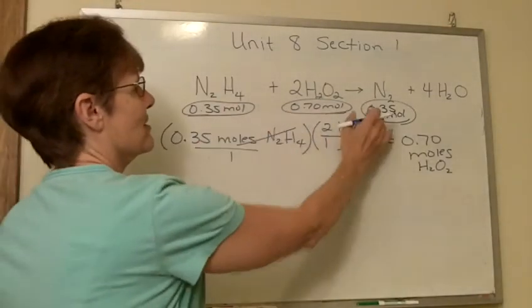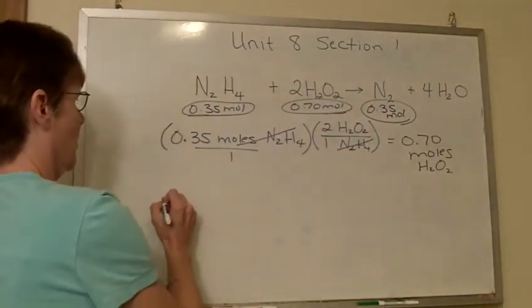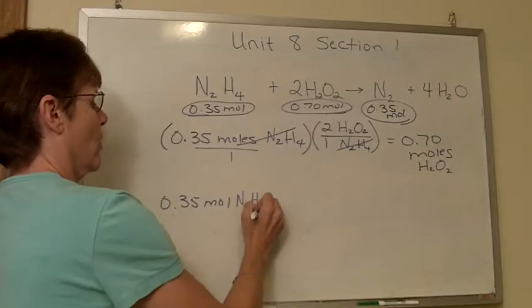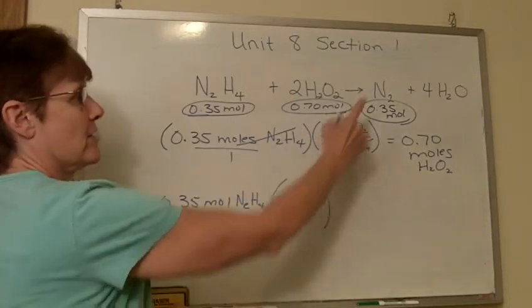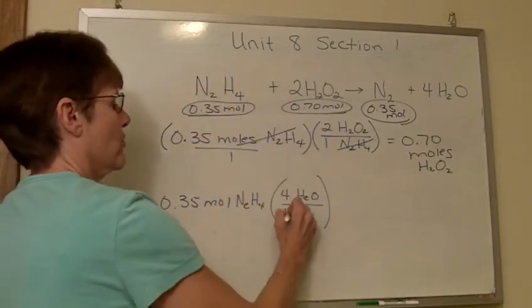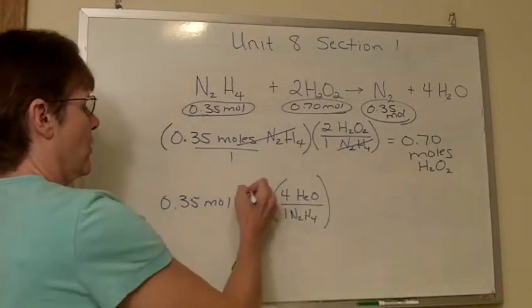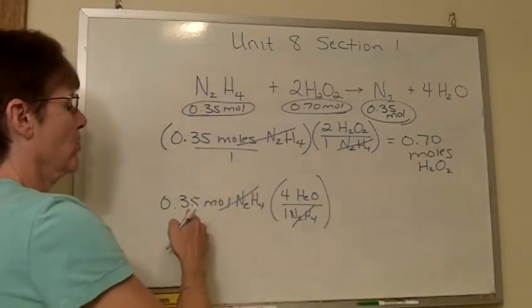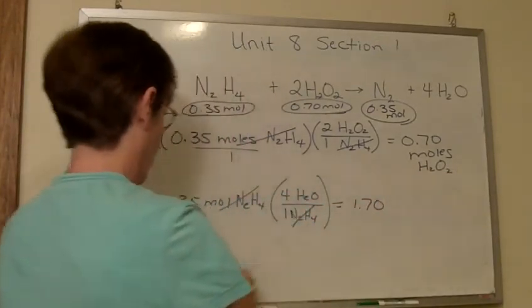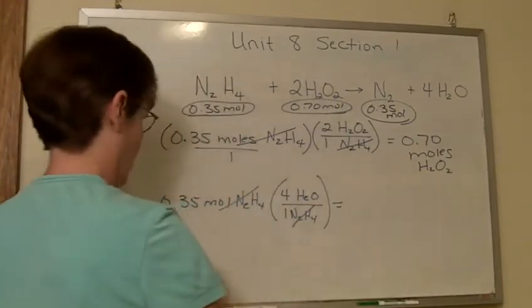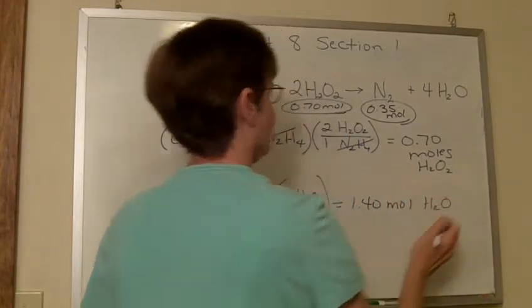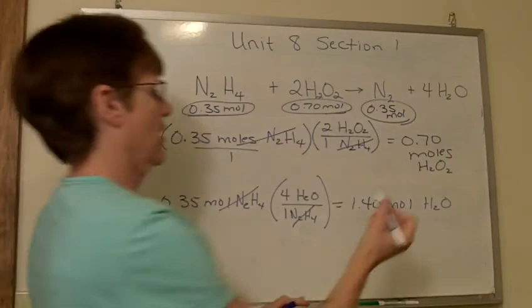I can start with any of these. It doesn't really matter which one I start with to do the math, but 0.35 moles of N2H4. Let's set up that ratio again. It's going to be 4 waters for every 1 N2H4. So my N2H4s are going to cancel. I need 4 times this amount, just 1.7. Sorry, I can't do math there, 1.4 moles of water. So we can write that in.